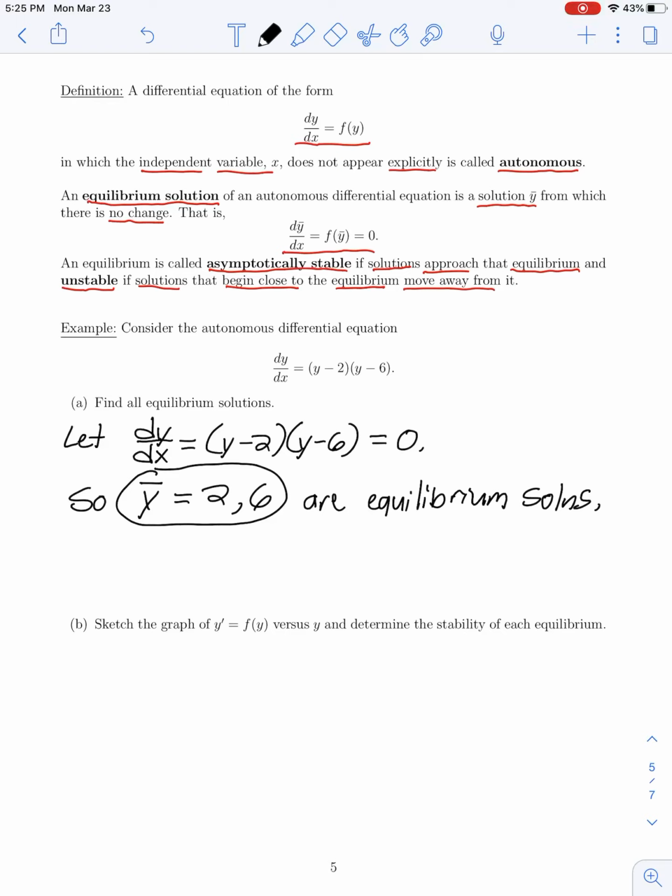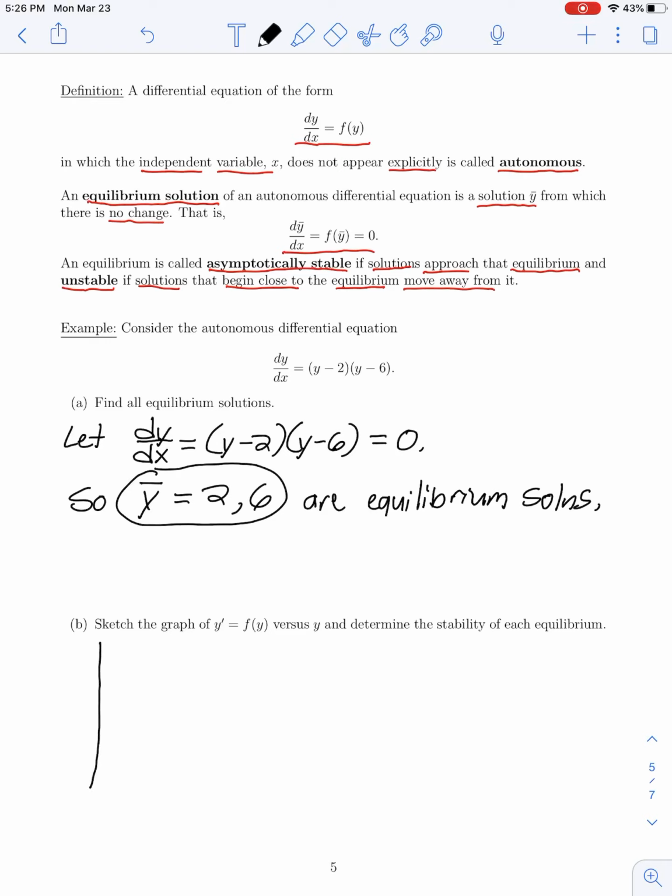Now, in part B, we're going to determine the stability of these equilibrium solutions. And I kind of give some direction here about how we're going to try to do that. I start by saying, well, let's sketch the graph of y prime, which is a function of y, versus y, and then determine the stability of each of our equilibrium solutions. So let's take a look at how we're going to sketch the graph of y prime versus y.